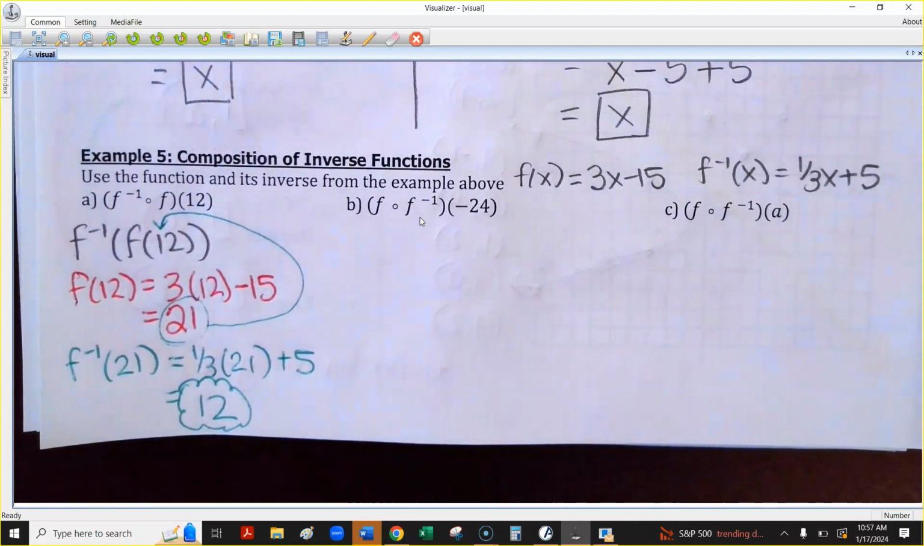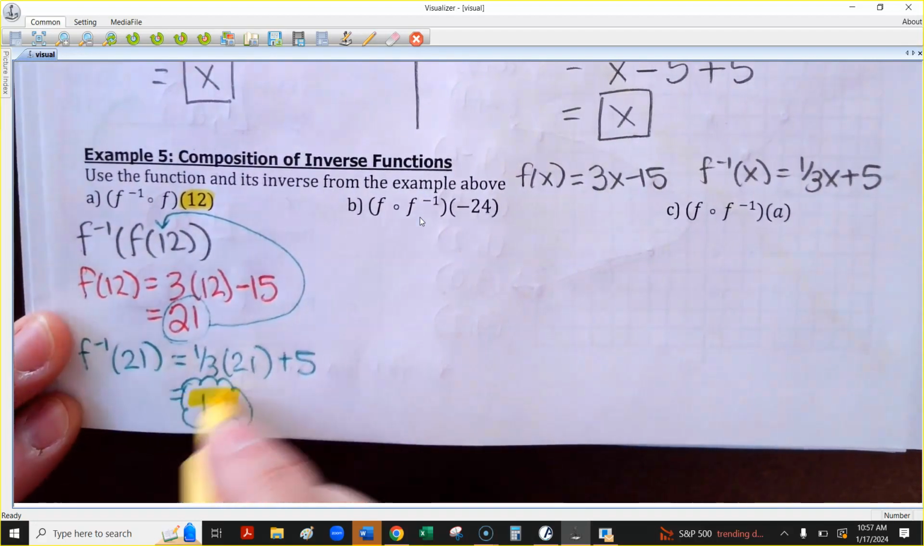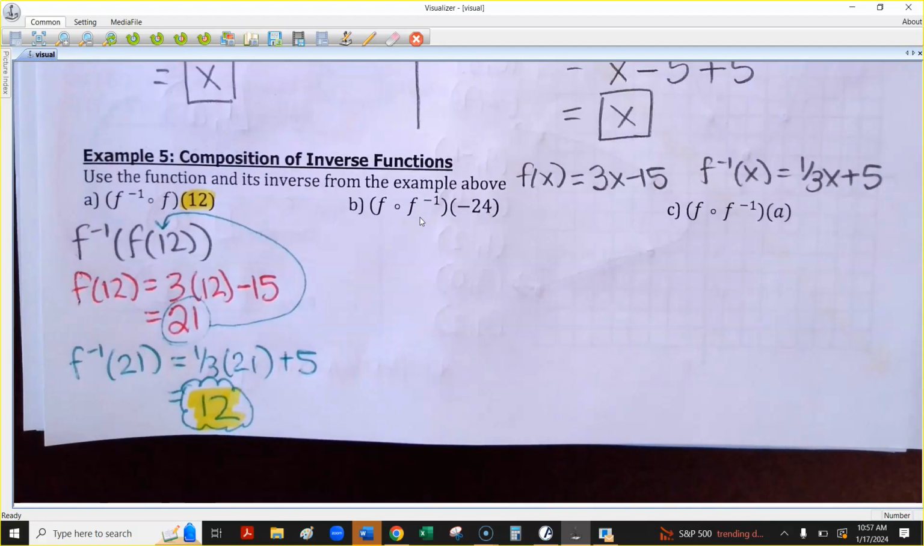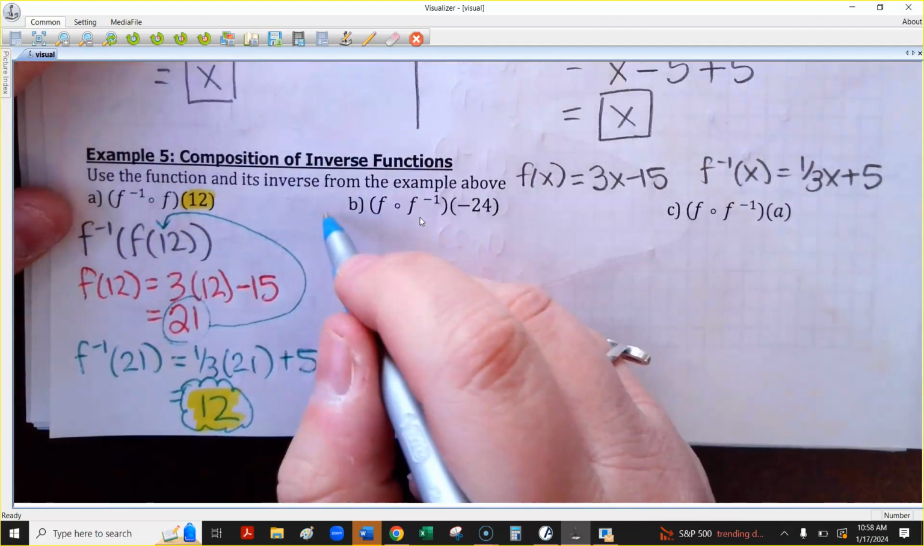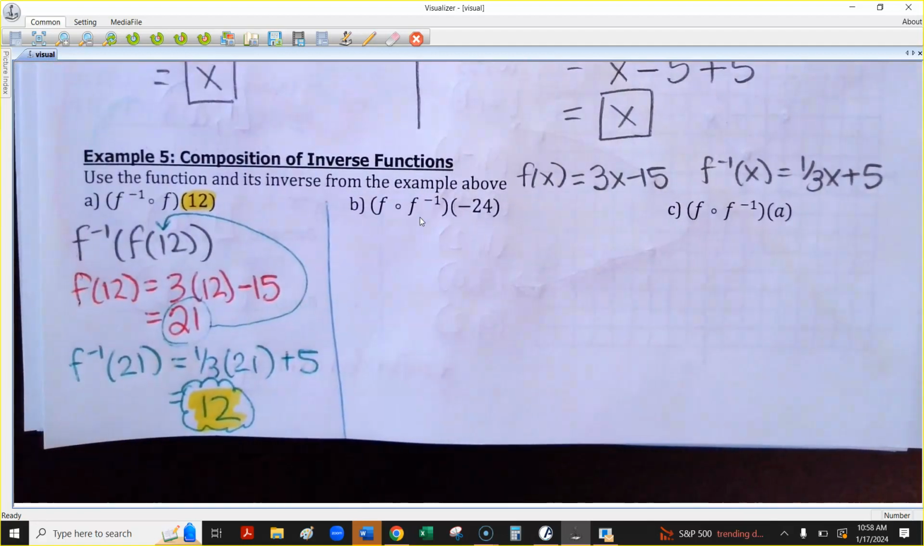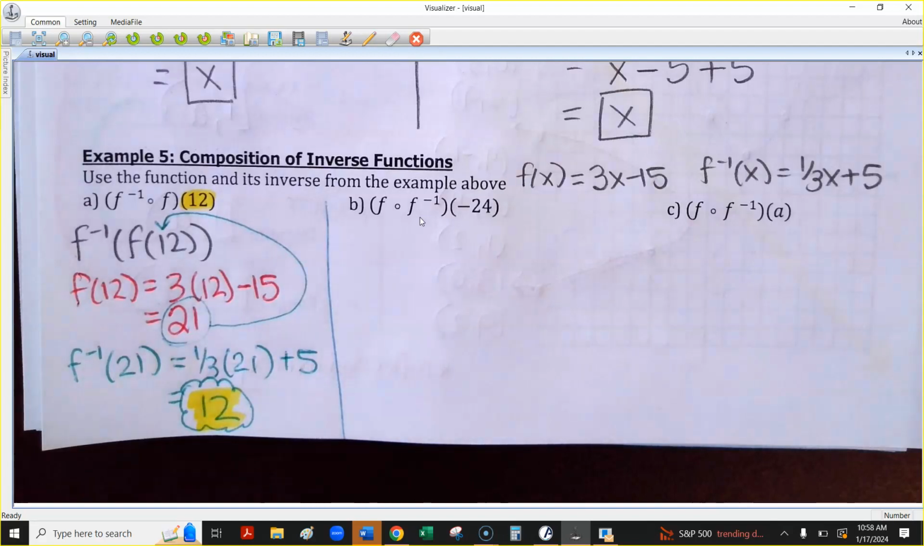Okay, here's what I want you to notice. In the original problem, I plugged in 12, right? And then we composed a function and its inverse, and the answer was exactly the same as what we started out with. So that should happen, and I'll show you just with one more example. All right, if you compose a function and its inverse, if you know their inverses, they should literally cancel each other out. So if you're asked to plug something in, that should actually be the answer. So I'll just show you with one more.